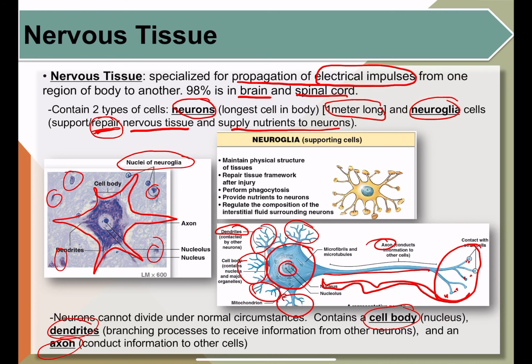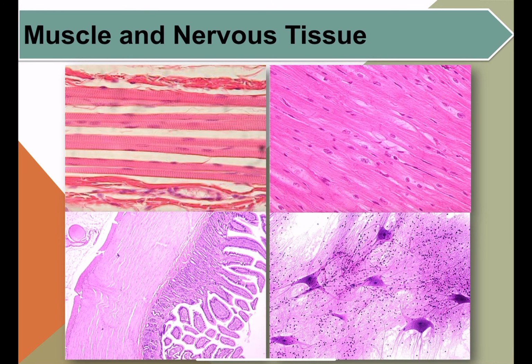Okay. Again, last time for tissue identification practice, the type of tissue is either muscle tissue or nervous tissue. This one is nervous tissue. These 3 are then your muscle tissue.